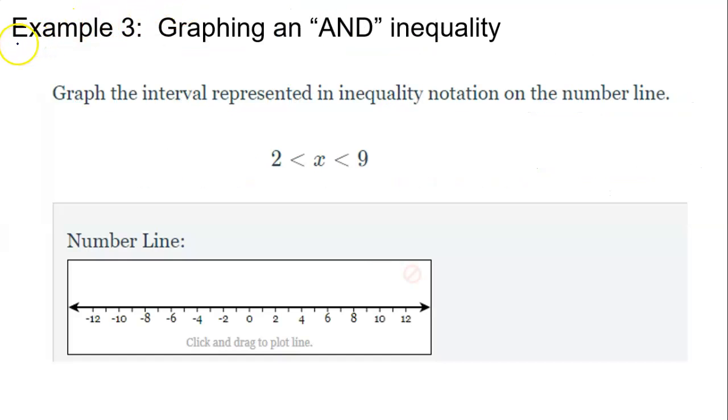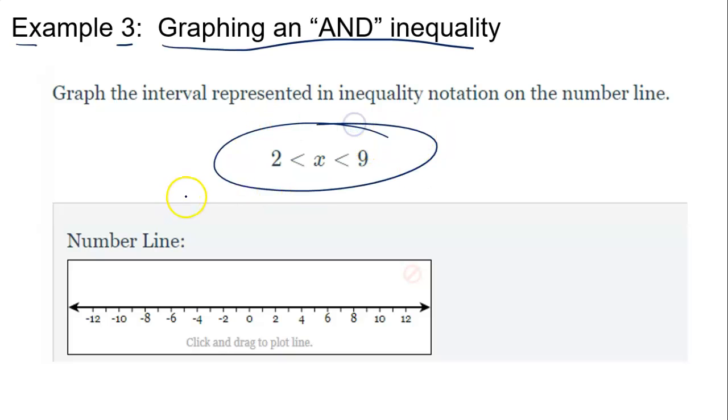All right, example 3, you're going to abbreviate this. Example 3, you're going to write your heading, graphing an and inequality. Again, we're graphing an interval, a shaded area based on this inequality notation. So write this inequality notation down on your paper. This is an and inequality. A number could be both greater than 2 and smaller than 9.